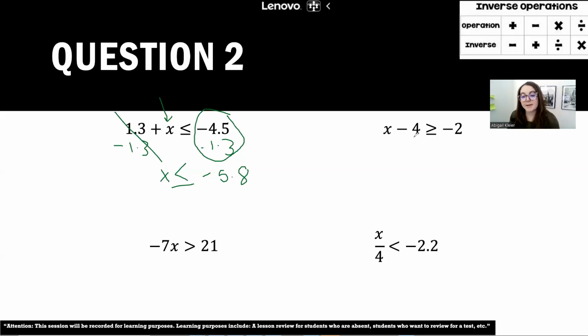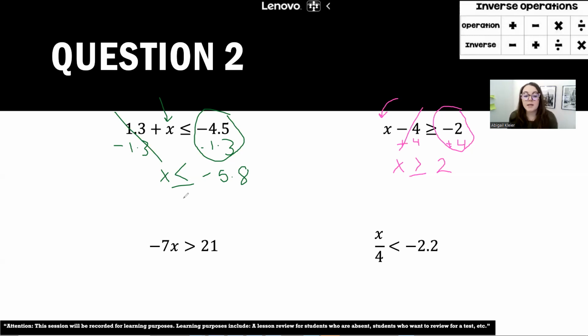My next one, I have x minus 4 is greater than or equal to negative 2. So again, what's the impact on my variable? It's being subtracted by 4. I need to do the opposite, which is adding 4 to both sides. This leaves you with x, these cancel, is greater than or equal to, and then I have a negative 2 plus 4, and that simplifies down to 2.